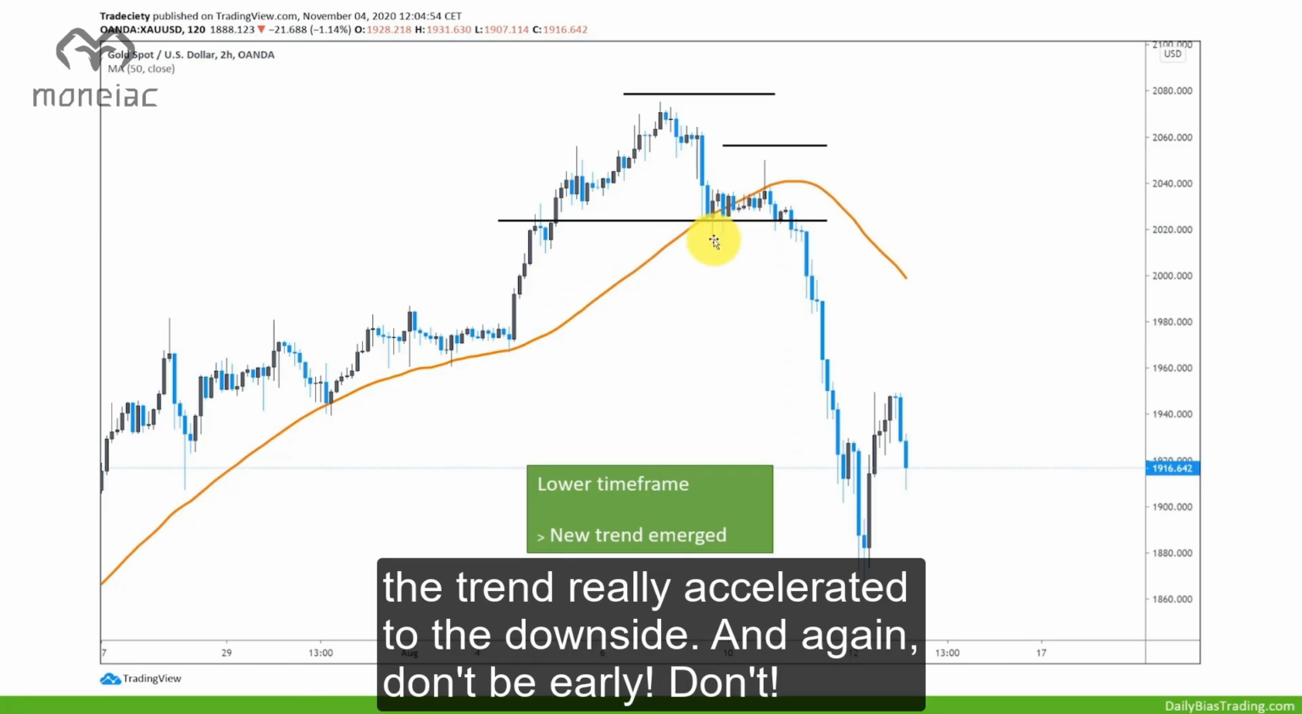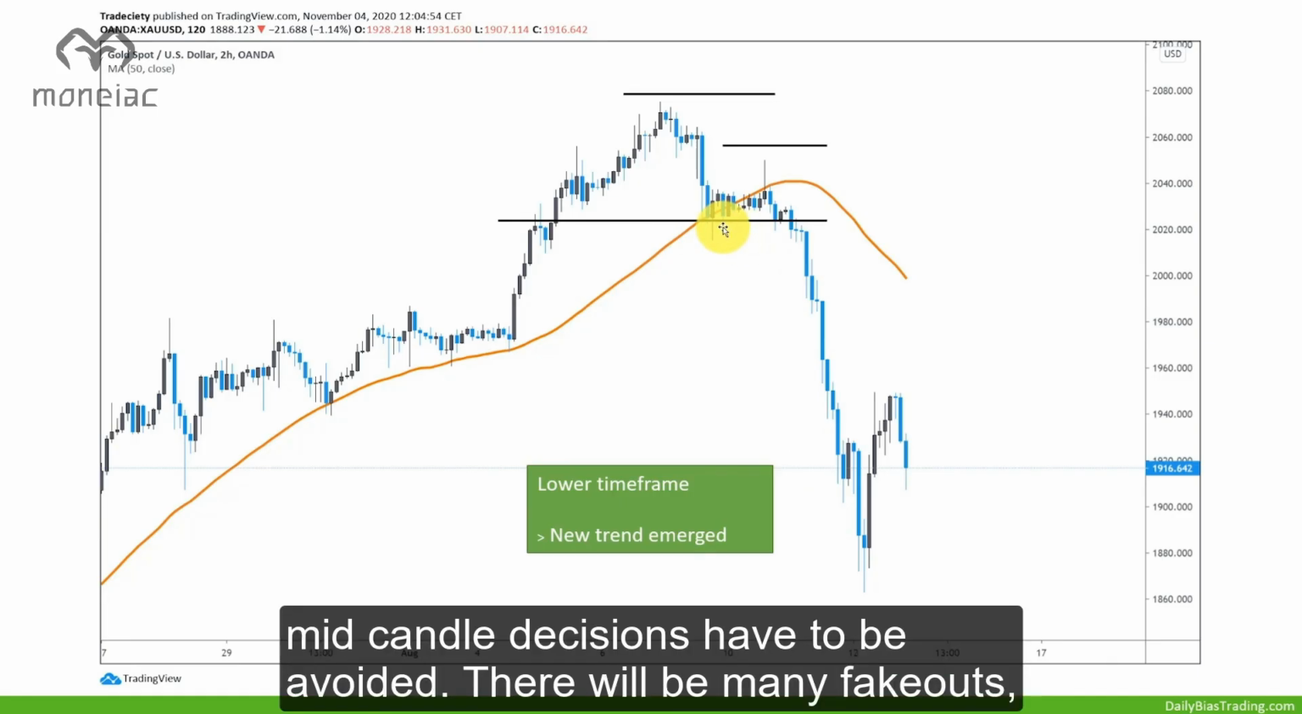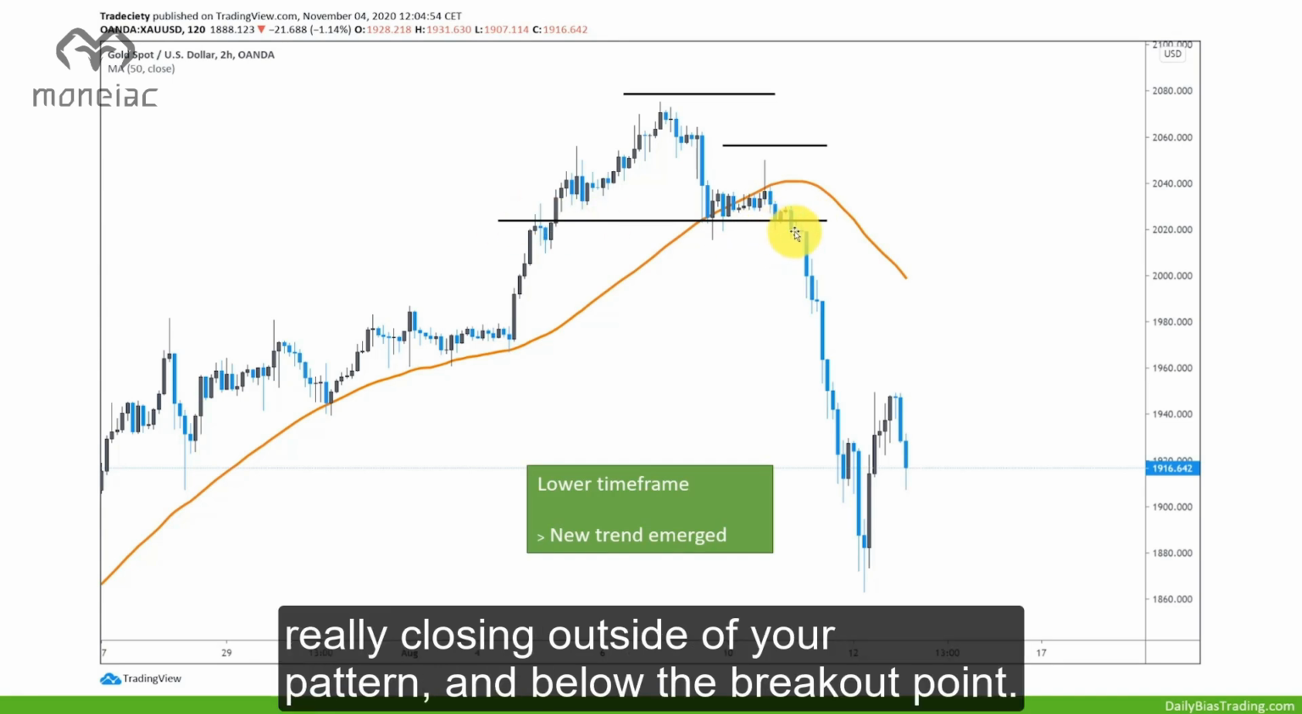And again, don't be early. This is what many traders will make wrong. As I said, mid-candle decisions have to be avoided. There will be many fake outs. And you need to make sure that the price is really closing outside of your pattern and below the breakout point.